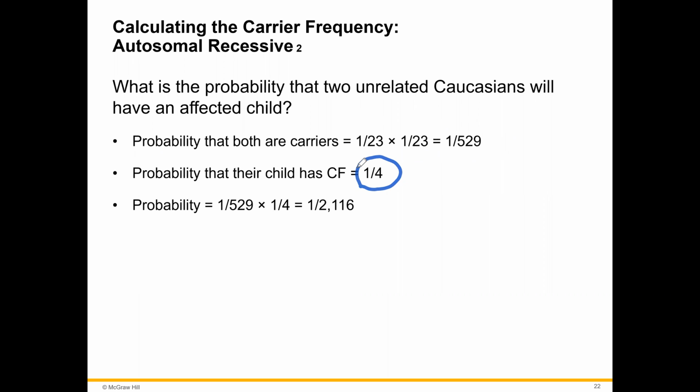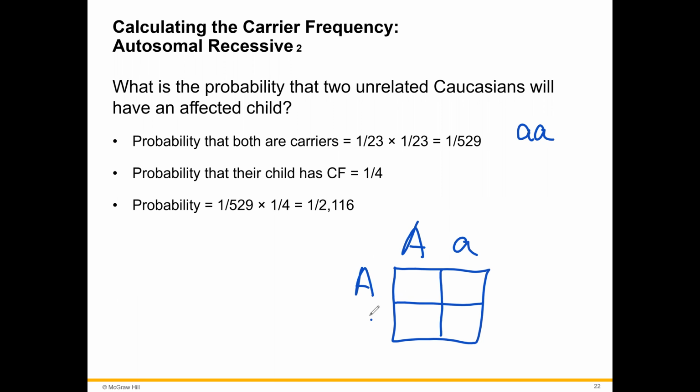Now, why is it 1 over 4? Cystic fibrosis is little a. Let's say one parent is a carrier and the other parent is a carrier. If you use a Punnett square, the probability that their child has cystic fibrosis is right here. So it's 1/4. This is where this number came from.